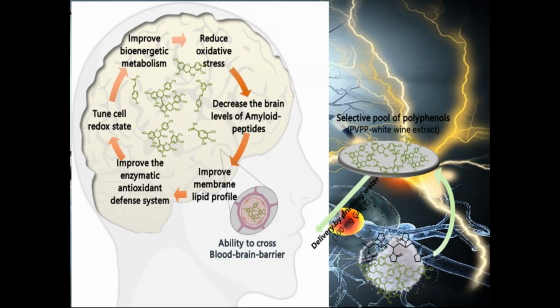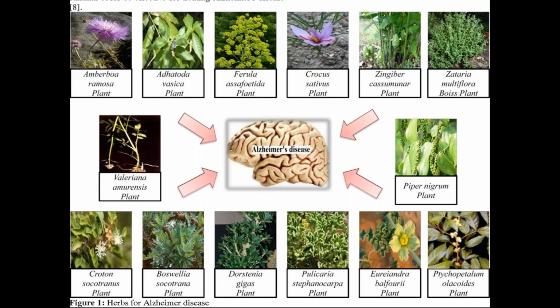About medicinal plants which are rich in polyphenols. If you see in this picture, we can decrease the brain level of amyloid peptide, and we can reduce oxidative stress. This is very important to the treatment of Alzheimer's disease. These are different medicinal plants used to treat Alzheimer's disease, such as Ginkgo biloba. These are the different medicinal plants which are used in the treatment of this disease.